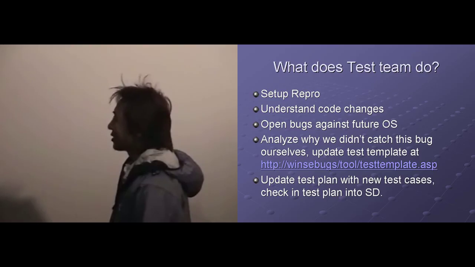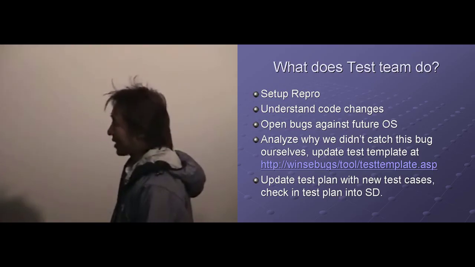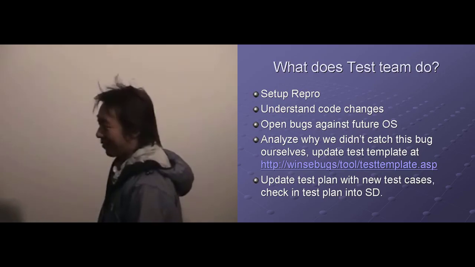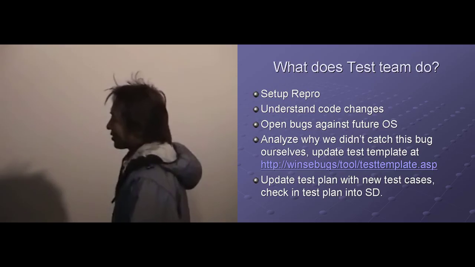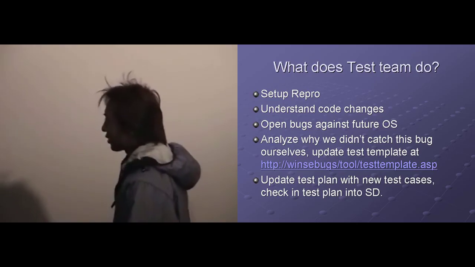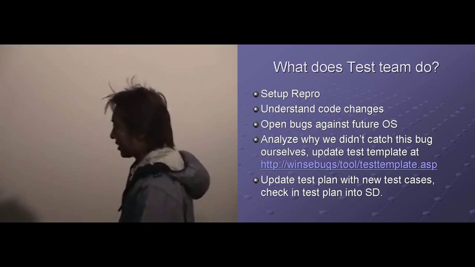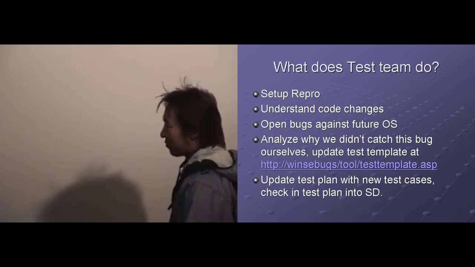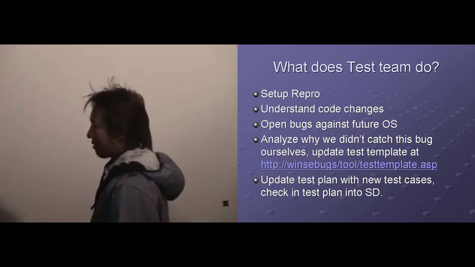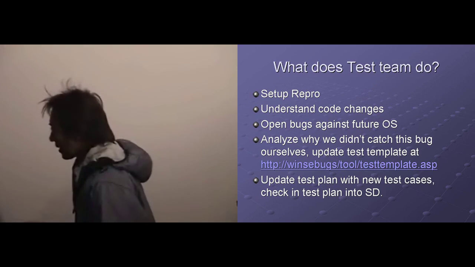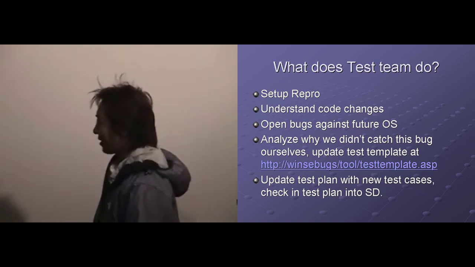Also, once the dev has provided a fix, it's the tester's responsibility to understand what the changes to the code are and, if possible, identify any possible flaw in that fix. And then he has to open a bug against future OS. And also, as part of the test template, we have to analyze why we didn't catch this problem in the first place. For example, did we simply not run the test case, or does it require specific hardware that WinSE doesn't have? And the next final step is to update the test plan and new test case and check it into the source depot.